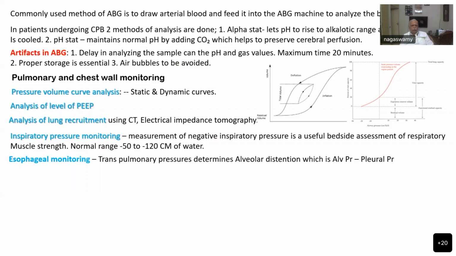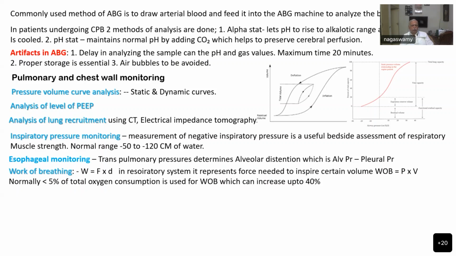Then esophageal monitoring will help to assess the transpulmonary pressures to determine alveolar distension, which in turn will give the difference between alveolar pressure and pleural pressure. And work of breathing also has to be monitored. Work of breathing is equal to force into distance in the respiratory system. It represents the force needed to inspire a certain volume, which can again be rewritten as pressure into volume.